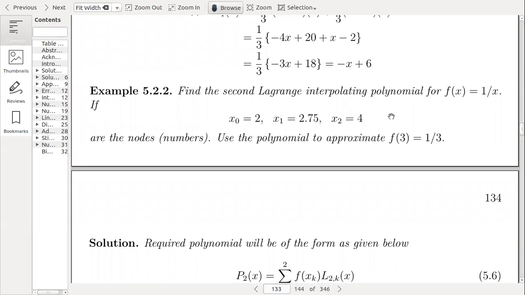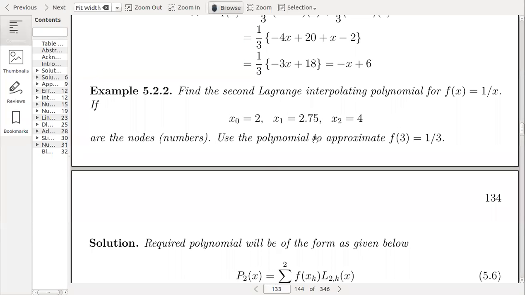So we have 3 points. What will be the degree of the polynomial? The degree of the polynomial will be 2, because to construct a polynomial of degree n, we need n+1 points. So here, with 3 points, we have to construct a polynomial of degree at most 2.